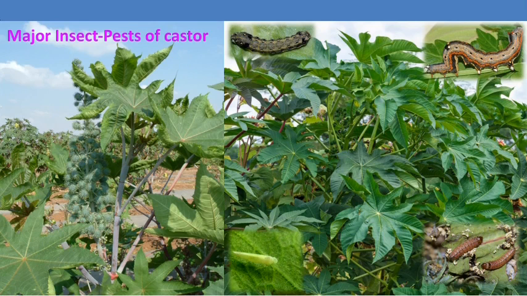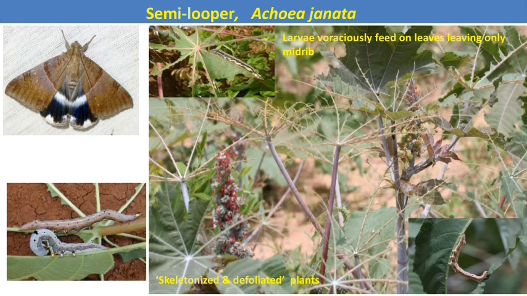In castor, the castor semilooper is the first and major pest of castor, and the species is Achaea janata. It is a Lepidopteran pest. The name is semilooper because while walking, the caterpillar of Achaea janata forms a half loop, hence it is known as a semilooper larva.